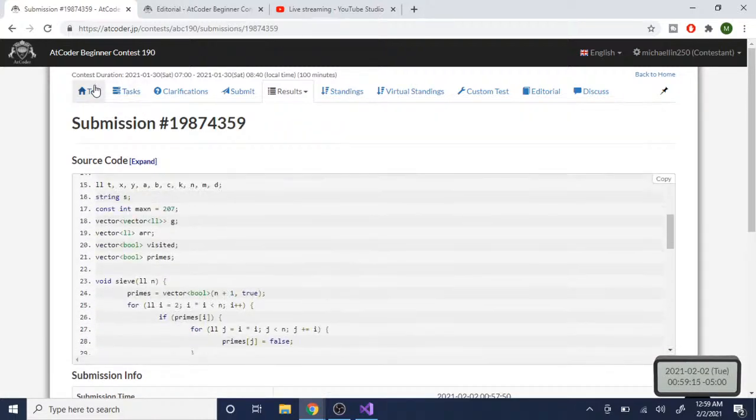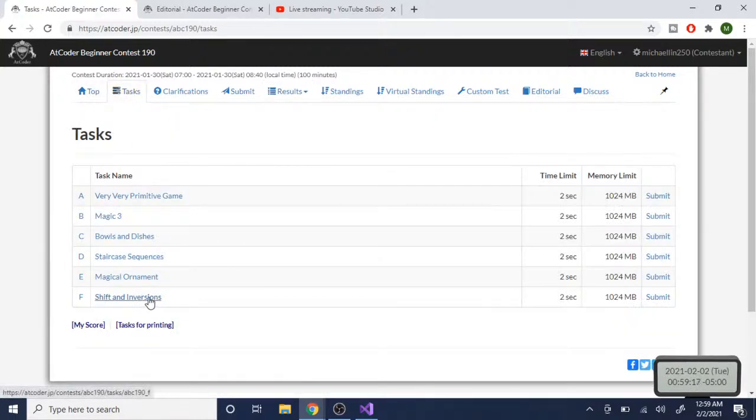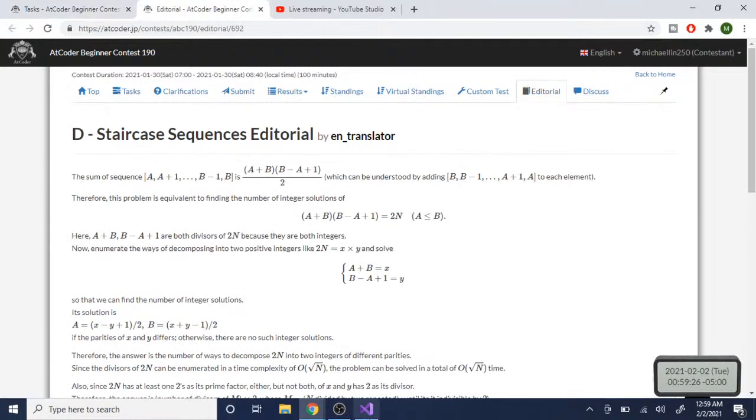How many problems are there? There's F, shift and inversions. I don't know. The problem is difficult.